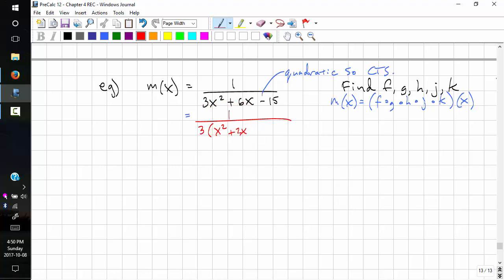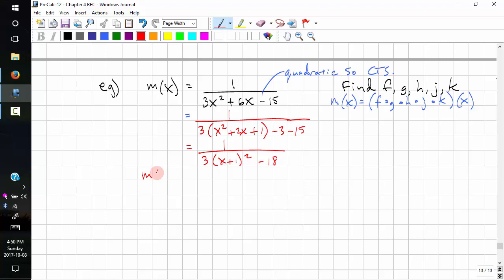And we divide b by 2 and square it. So 2 divided by 2 is 1, and 1 squared is 1. We're adding 1 times 3, so we need to subtract 3 on the outside, and we have subtract 15 as well. So now we complete the square. We have 3, x plus 1 squared. Negative 3 minus 15 is minus 18.